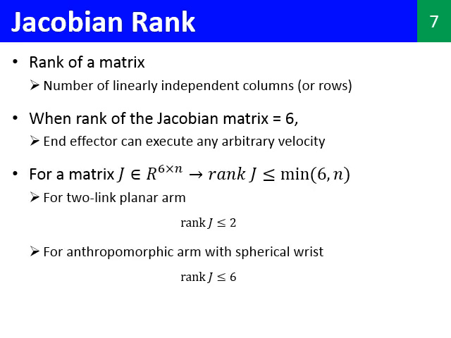Now for a matrix that belongs to R 6 by n, the rank of J would be less than or equal to the minimum of 6 and n. That is, for a two-link planar arm, we have n equal 2, therefore the rank of the Jacobian would be less than or equal to 2. For an anthropomorphic arm with spherical wrist, n should be equal to 6, and therefore the rank of J would be less than or equal to 6.